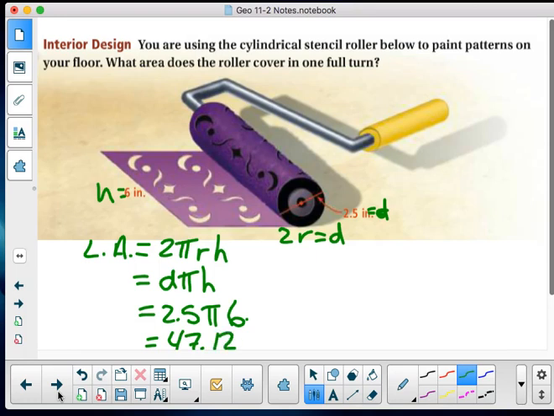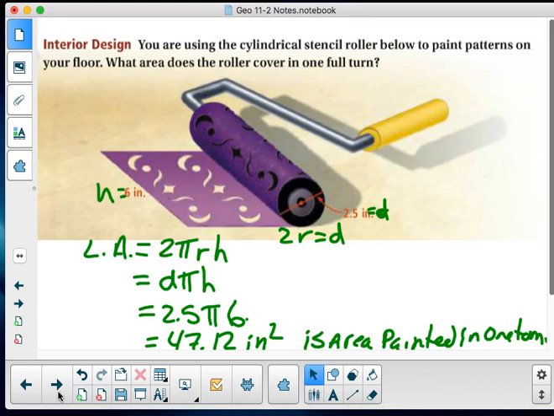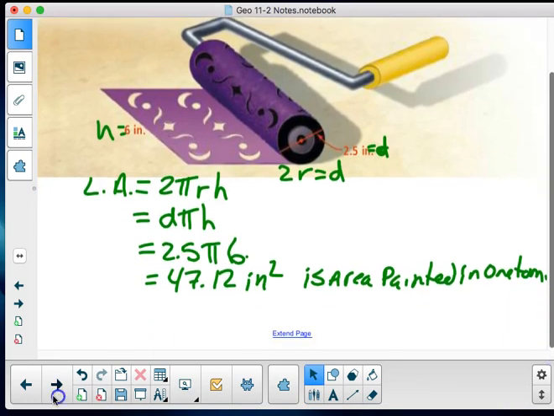47.12 inches squared. Okay, what area does the roller cover in one full turn? Is area painted in one turn. Okay, now let's get on to our next one.